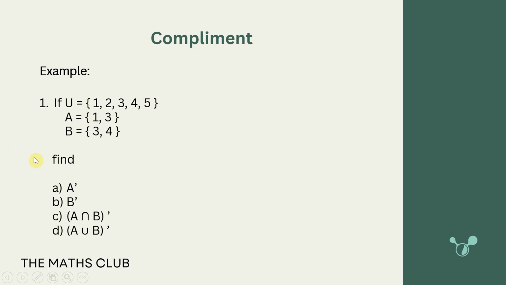So this question says that we're given a U. This U is a universal set 1, 2, 3, 4, 5, and we're given set A to be 1, 3, set B to be 3, 4. It now says that we should find the A prime, the B prime, the A intersection B prime, and the A union B prime. Let's solve this together.